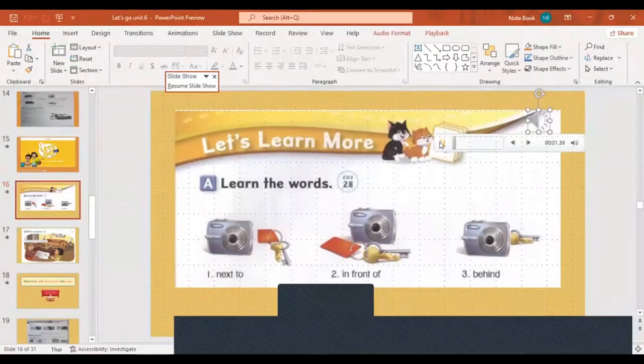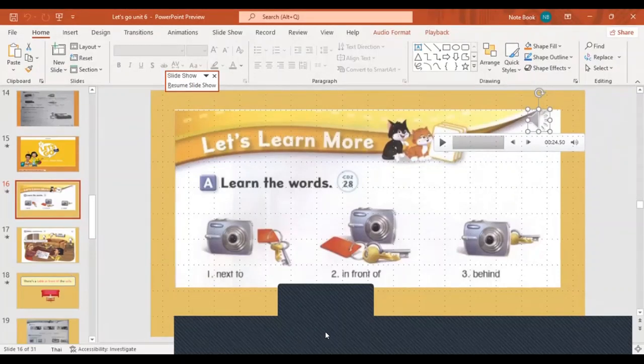Page 52. Let's learn more. A. Learn the words. Number 1. Next to. Number 2. In front of. Number 3. Behind. Okay, so what do you understand? Example. Okay, example.